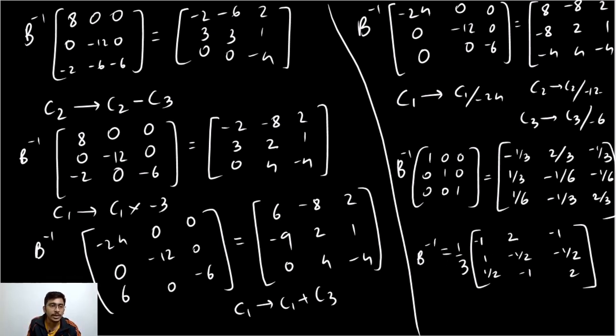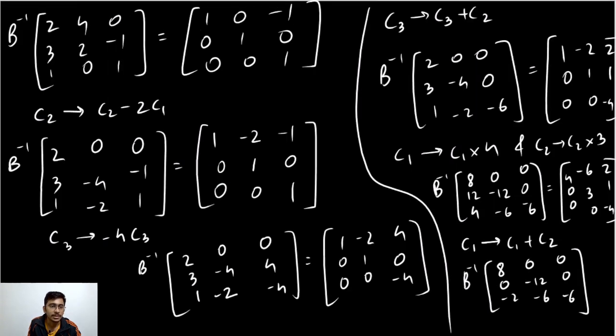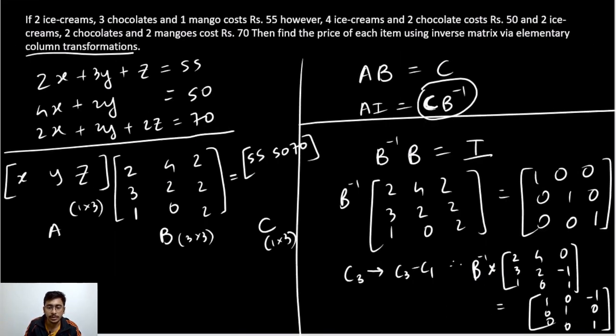Well, I found out B inverse. We did not bypass the original equation, right? So what we'll do here is we'll simply solve it. How will we solve it? We have to find this thing, C into B inverse. So what will it be?